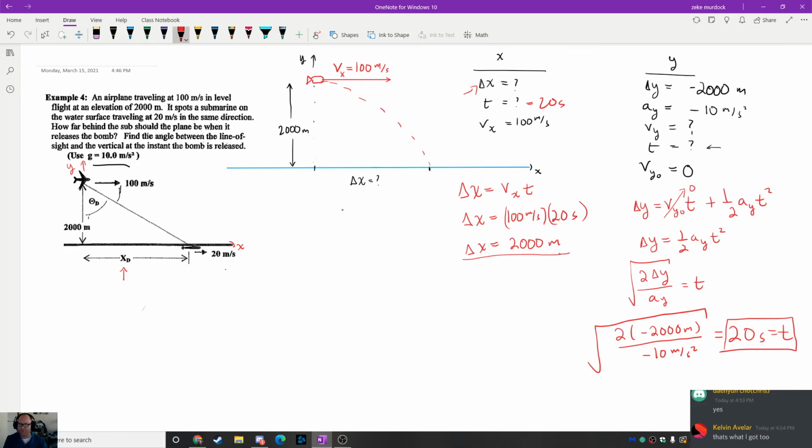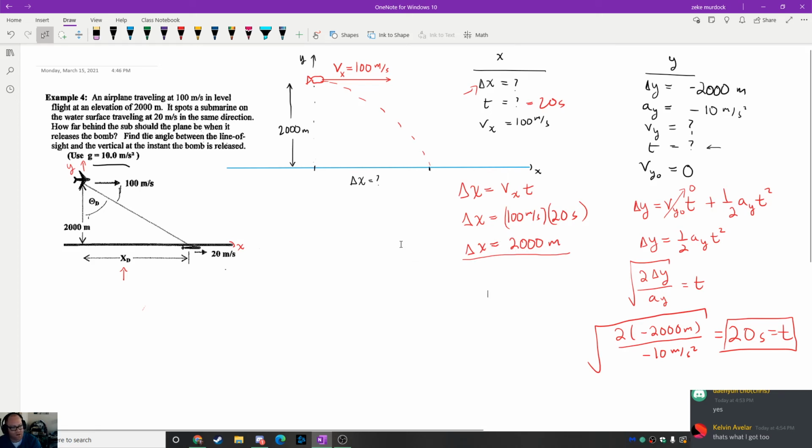But that's not what we wanted to find, right? Let's go back and look at the problem. So, airplane traveling at 100 meters per second at an elevation of 2,000 meters spots a submarine on the water surface. Now, the submarine is traveling at 20 meters per second in the same direction. And our goal is to figure out how far behind the sub the plane should be when it releases the bomb. Now, what we know is that after the plane releases the bomb, it is going to travel 2,000 meters in the air, no matter what, right? That's how far it's going to travel.